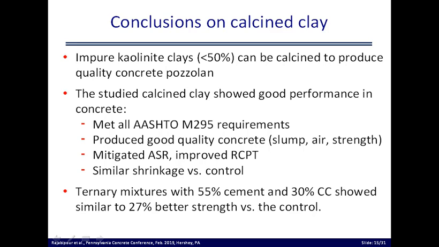And we were also able to produce ternary mixtures that have only 55% cement and the rest being essentially SCMs, or supplementary cementitious materials, and they showed similar or significantly better strength than the control.